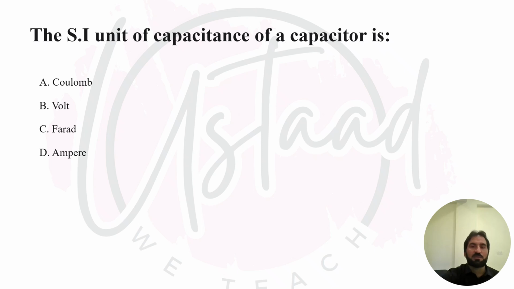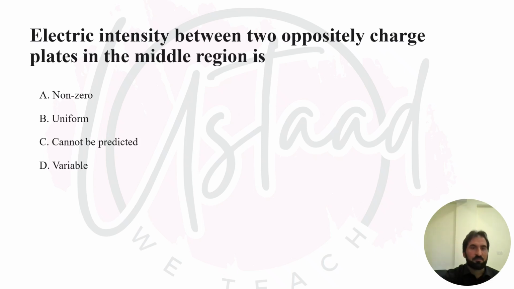Next MCQ. The SI unit of capacitance of a capacitor is: coulomb, volt, farad, or ampere. So the correct option is farad, the unit of capacitance of the capacitor. It is always measured in the unit of microfarad. Okay, electric intensity between two oppositely charged plates in the middle region is: non-zero, uniform, cannot be predicted, or variable. So the correct option is B, uniform.